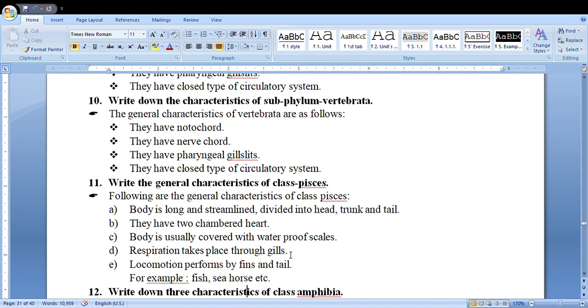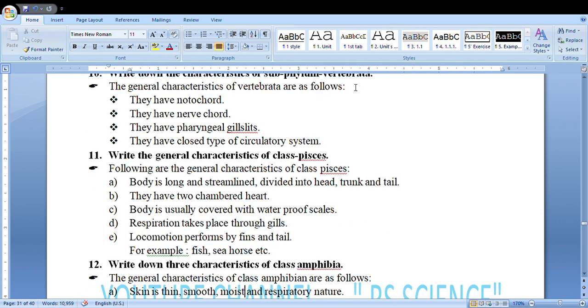General features of class Pisces. Under the subphylum Vertebrata, there are 5 classes: Pisces, Amphibia, Reptilia, Aves, and Mammalia. Now let's discuss the general characteristics of class Pisces. Body is long, streamlined, meaning boat shaped, pointed, and body is divided into head, trunk, and tail. Trunk is the body part. They have two-chamber heart. There are 2 rooms or chambers in their heart. Body is covered with waterproof scales. They respire through gills. Locomotion is performed by fins and tail. Example: fish, sharks, etc.